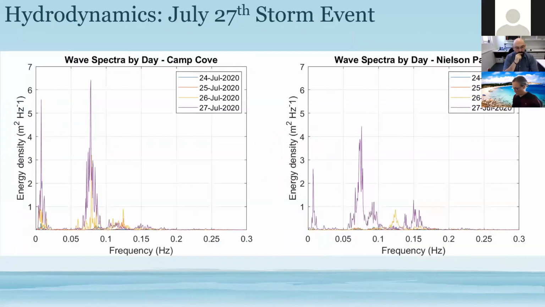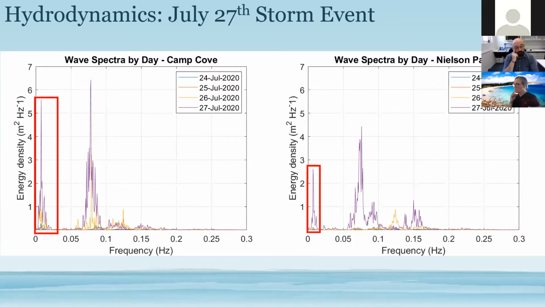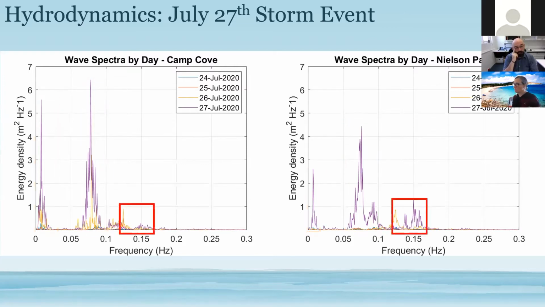Looking at the hydrodynamic results, so Camp Cove and Neilson Park showed similar behaviour in the intensity of wave spectra. Gravity sea swells showed the highest intensity for both sites, with a maximum energy of 6.43 meters squared per hertz at Camp Cove and 4.42 at Neilson Park. Infragravity waves were the next most energetic wave type for both sites, followed by the significantly less energetic wind waves. Though energy density for Camp Cove was primarily higher than Nielsen Park for most of the deployment, particularly at the lower frequencies, Nielsen Park had a greater energy density for higher frequency local waves.